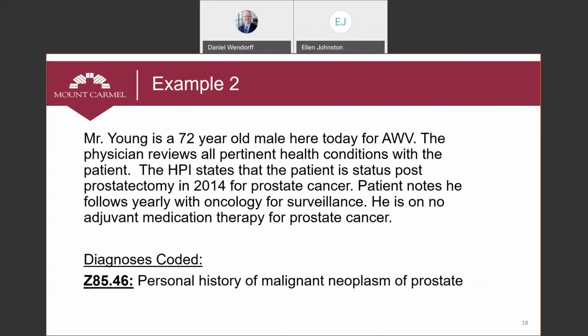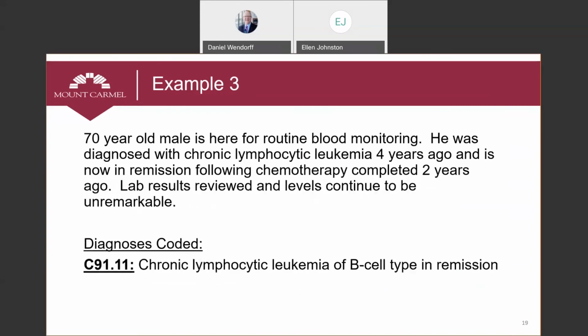In our next example, a 70-year-old male who is here for routine blood monitoring. He was diagnosed with chronic lymphocytic leukemia 4 years ago and is now in remission following chemotherapy completed 2 years ago. Lab results reviewed and levels continue to be unremarkable. In this situation, we would code C91.11, chronic lymphocytic leukemia of B cell type in remission.